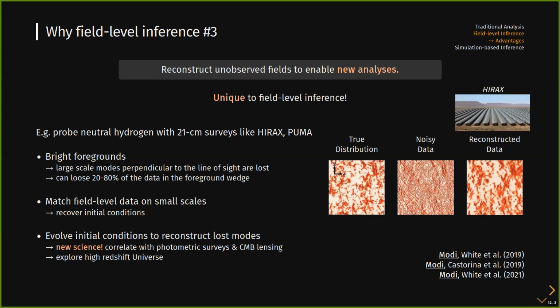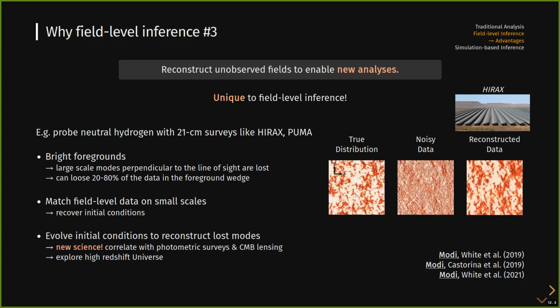And once you have this clean data, you can do new kind of science. For example, we can cross-correlate that with photometric surveys and CMB lensing. And this is especially crucial at high redshift universe because these are the only tracers that we have there. We do not have spectroscopic galaxies in that setting. So any new science case that you can develop in this setting is great.